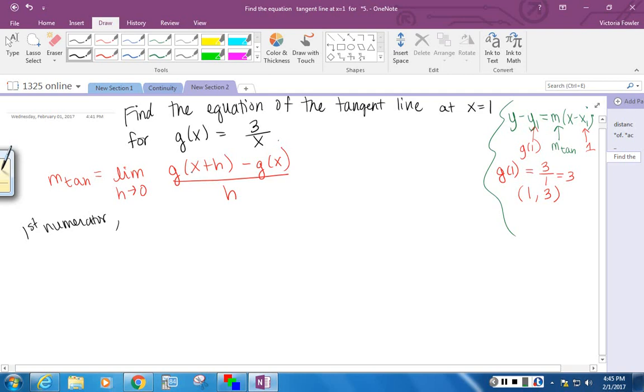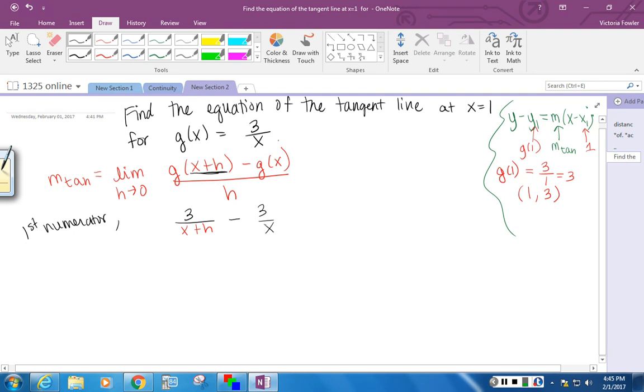Okay, g of x plus h. It says go to my function g, and where there's an x, plug in x plus h. Now it says to subtract g of x. Well, g of x is just the function 3 over x.